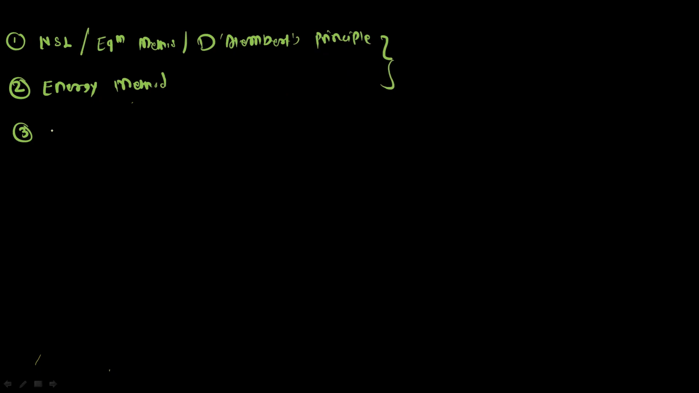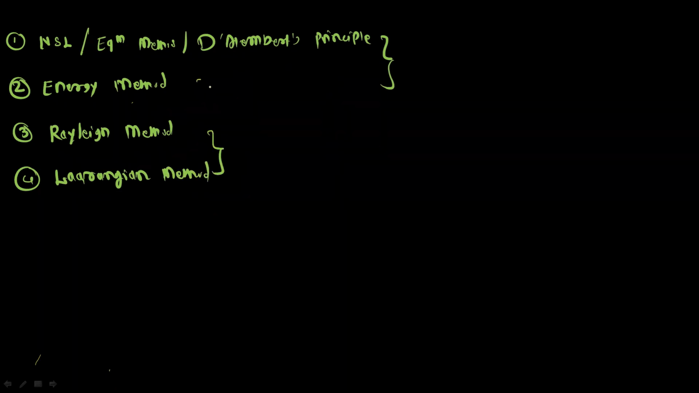So third method, it is the Rayleigh's method. And fourth one, it is the Lagrangian method. So Rayleigh's method and Lagrangian method, these are just an extension of the energy method only. So we will use the same equation. Only difference is Lagrangian method, it is used for the multi-degree of freedom system.